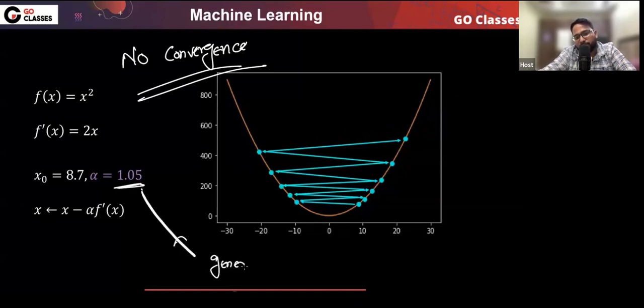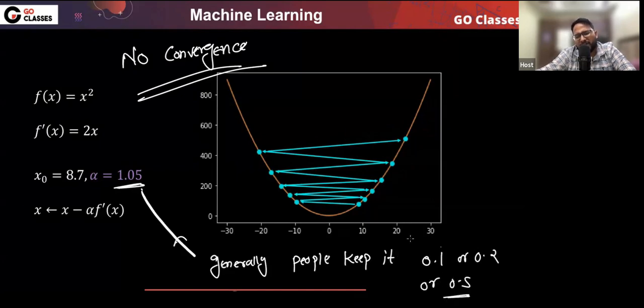Generally, people keep it, how much? I mean, lesser than 0.5. Just a practical example I'm giving you, in the sense that there is no mathematics I'm telling you. Just based on the practice that people are doing, they generally keep it like this. Is this fine to everyone?